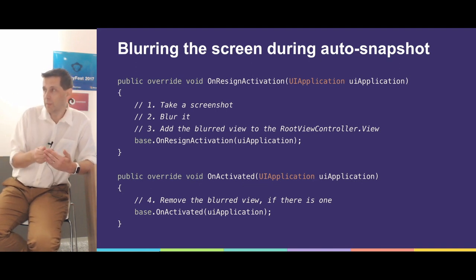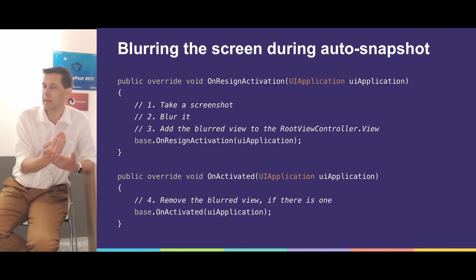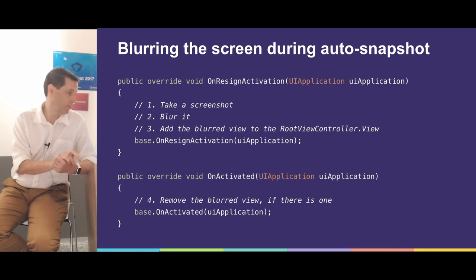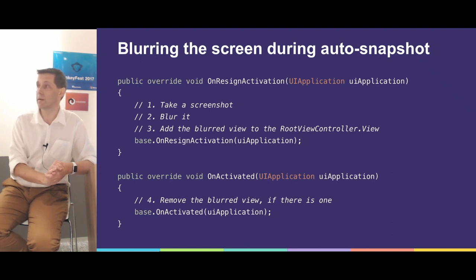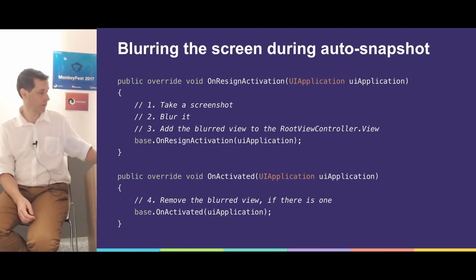From within your app, if you double tap and go straight to the task switcher, at that point your app hasn't technically entered the background. So that doesn't fire, but it has resigned activation. So for safety, it's on resign activation and on activated that you need to use for this. If you've done work with background services on platforms, then you may have used did enter background and will enter foreground.